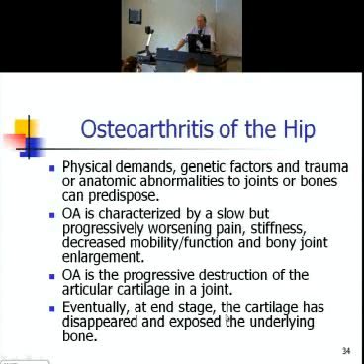it started bothering me a little bit. It wasn't that bad. I took some Tylenol. It was okay. But now it's hurting me more, so I've come to see you. That's more consistent with osteoarthritis.